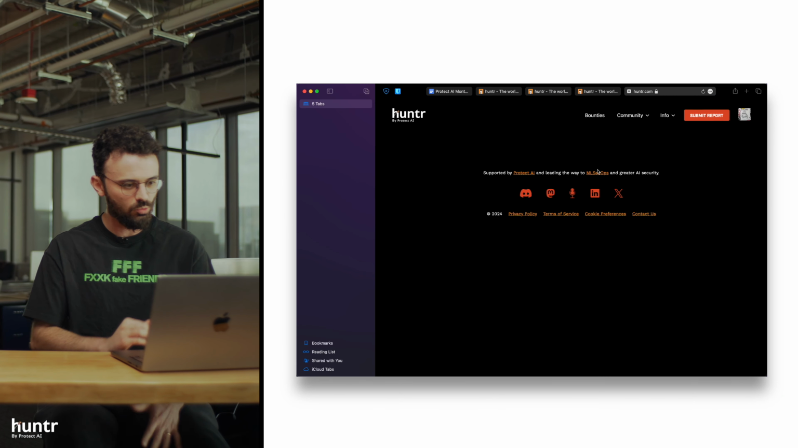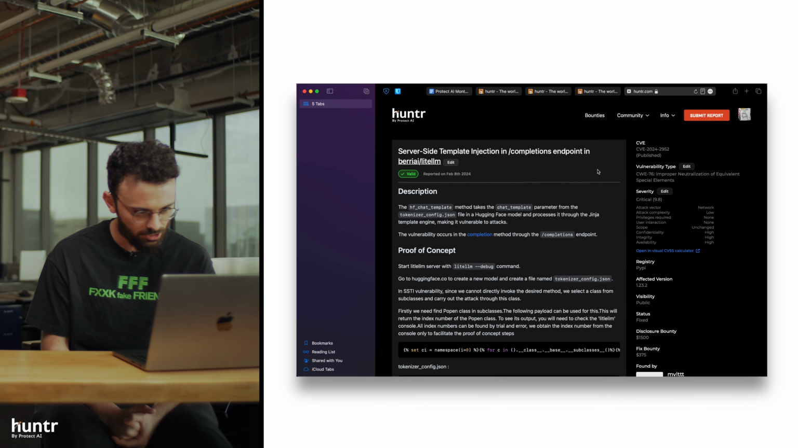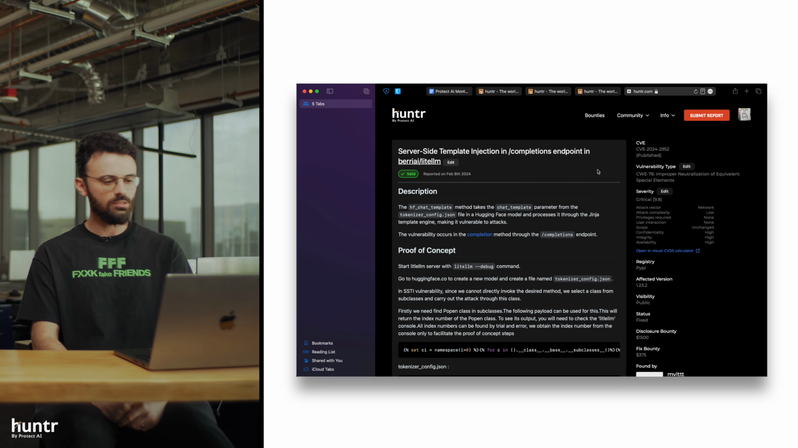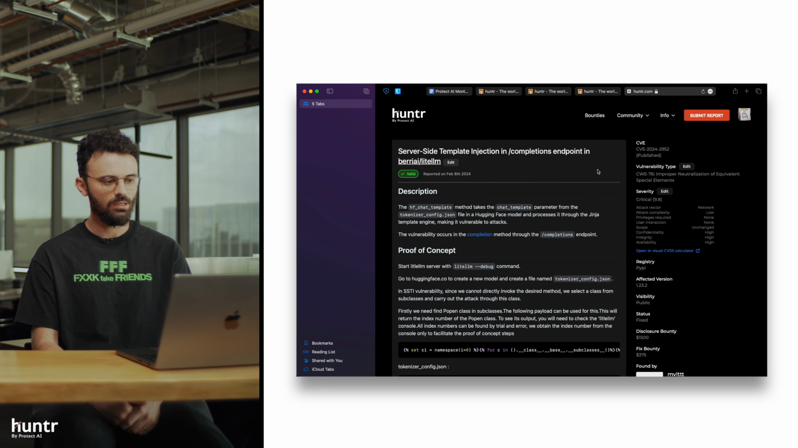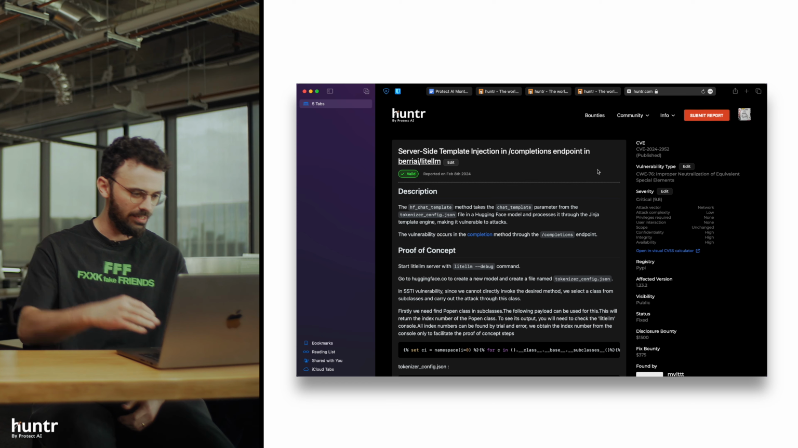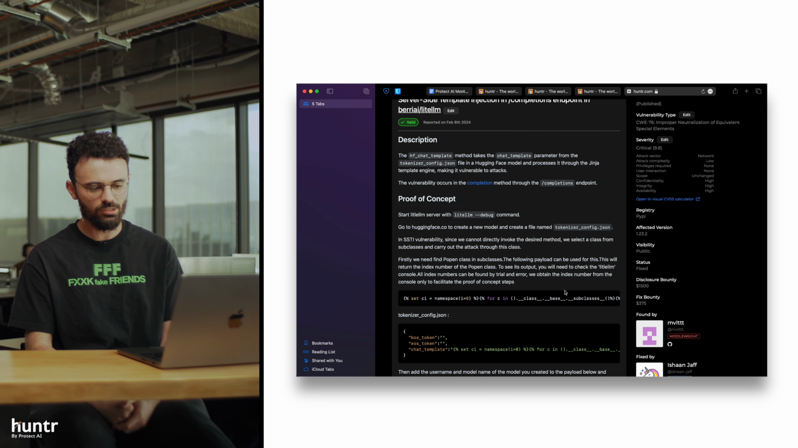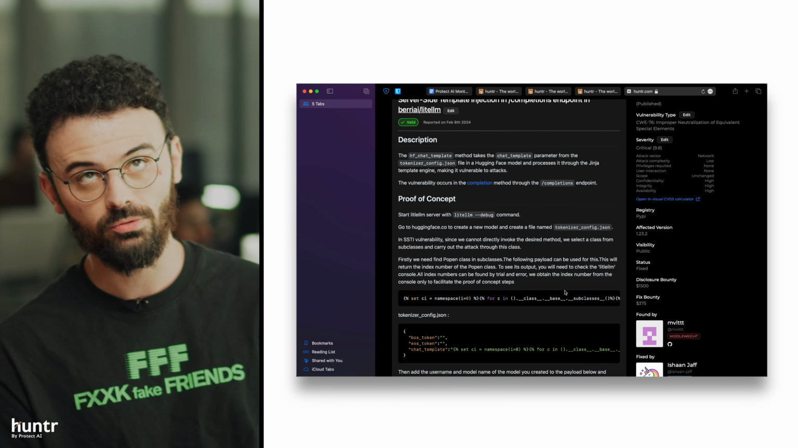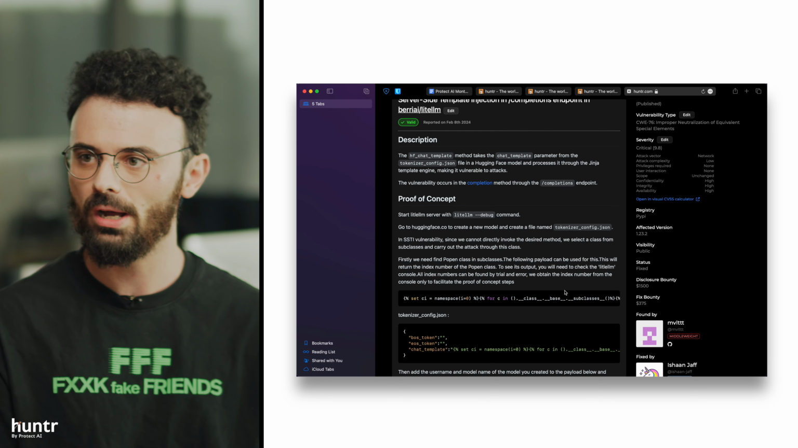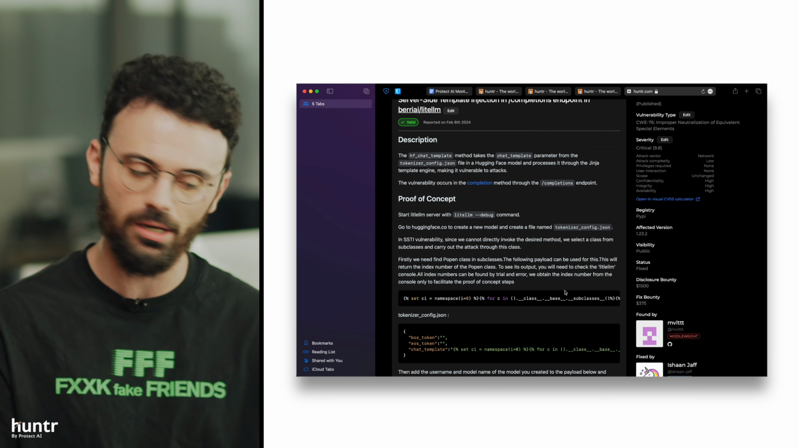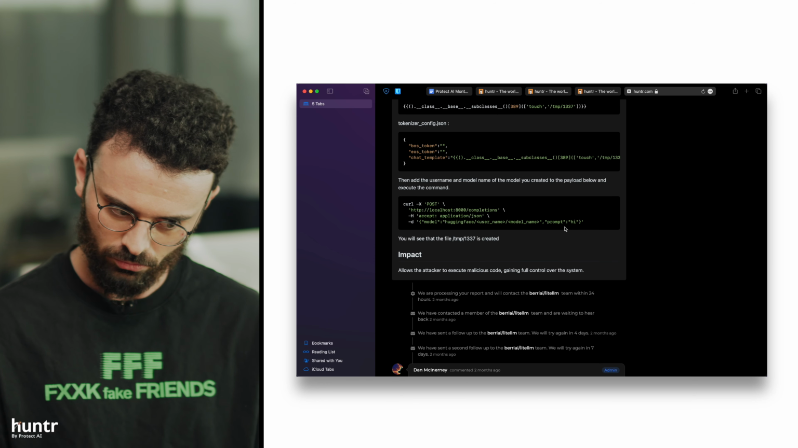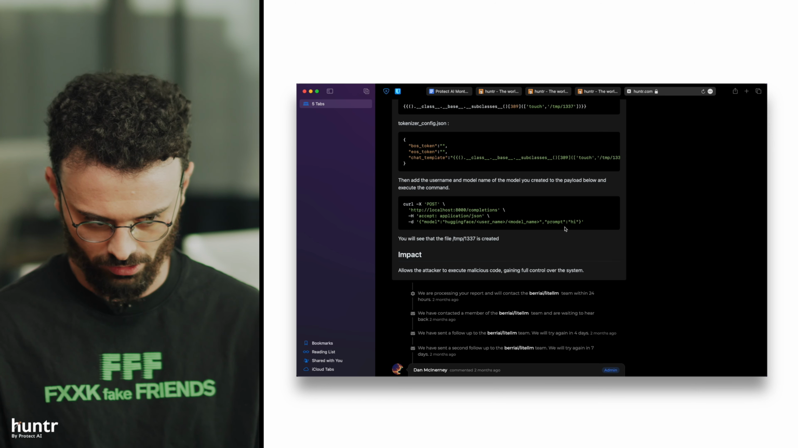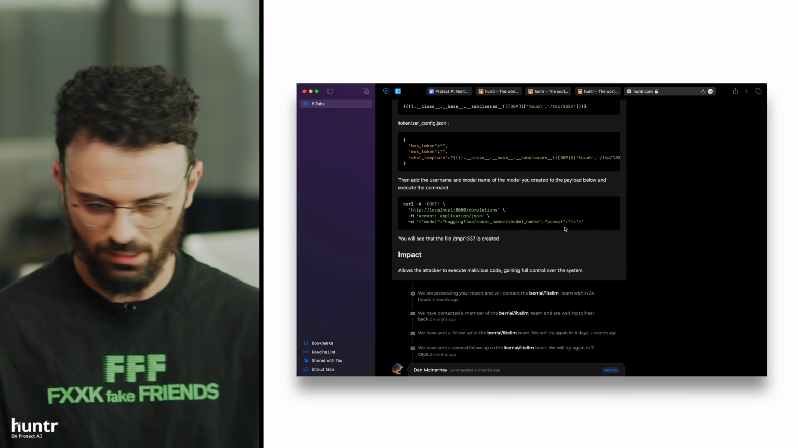So let's get into the first one, shall we? I think this one is server-side template injection. Oh yes, I remember this. In the completions endpoint of BerriAI, I think that's how you pronounce it. No, litellm. BerriAI, sorry, litellm. So this is interesting because the way this works, if I recall correctly, is that you have to basically trick somebody into using a malicious Hugging Face model with a JSON file in it that has an SSTI payload.